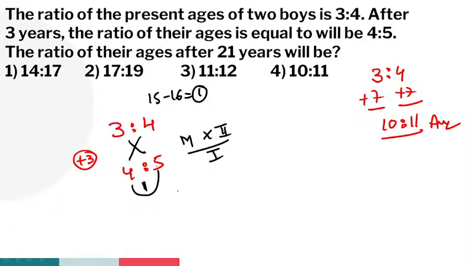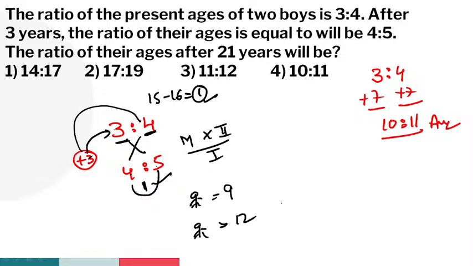Right, so we have to find out the first person's age. First person is how many parts? 3 parts. After how many years? 3 years. 3 3s are 9. Second person is how many parts? 4 parts. After how many years? 3 years. 4 3s are 12.